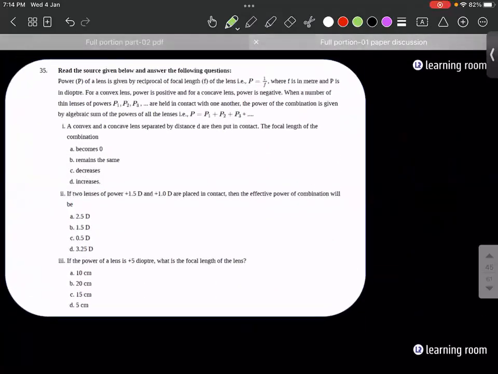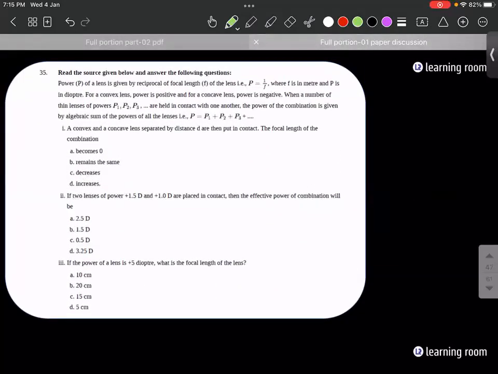Right. The last question. Tell me, the convex and the concave lens separated by distance are put in contact. The focal length of the combination is... increases. So 1 by f is equal to 1 by f1 plus 1 by f2.